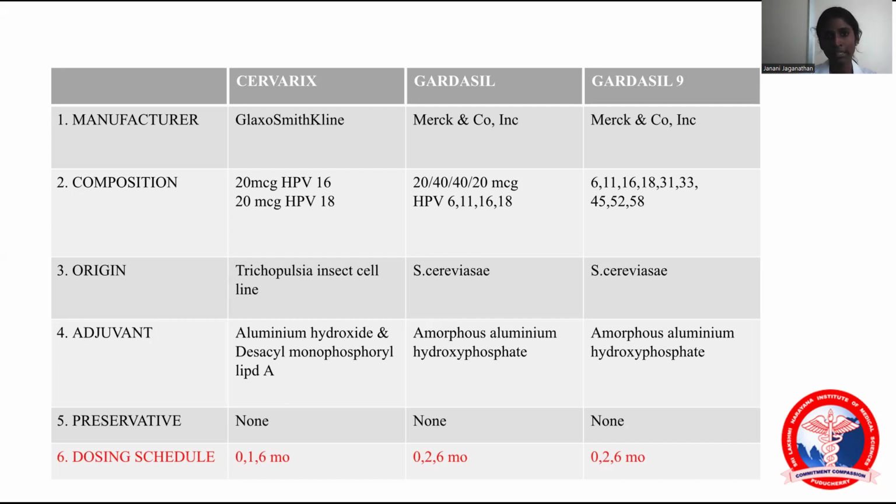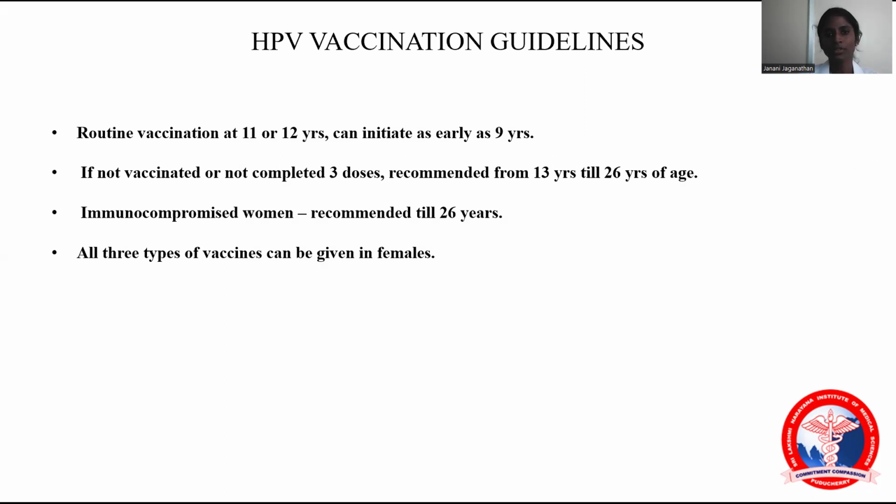Dosing schedule will vary between Cervarix and Gardasil. For both Gardasil and Gardasil 9, it is 0, 2, and 6 months. And for Cervarix, it is 0, 1, and 6 months. So 3 doses will be given for HPV vaccination.